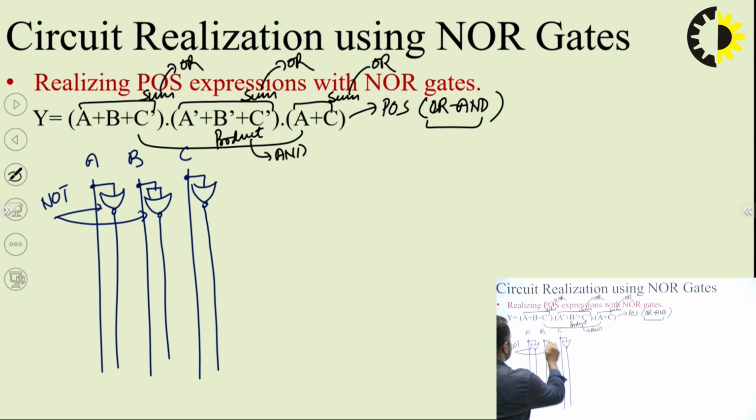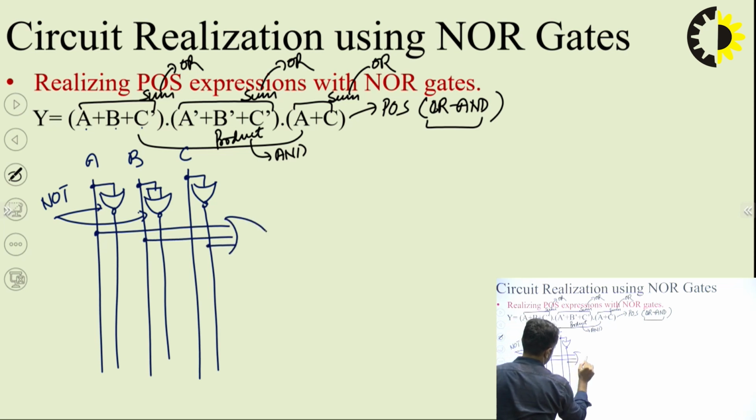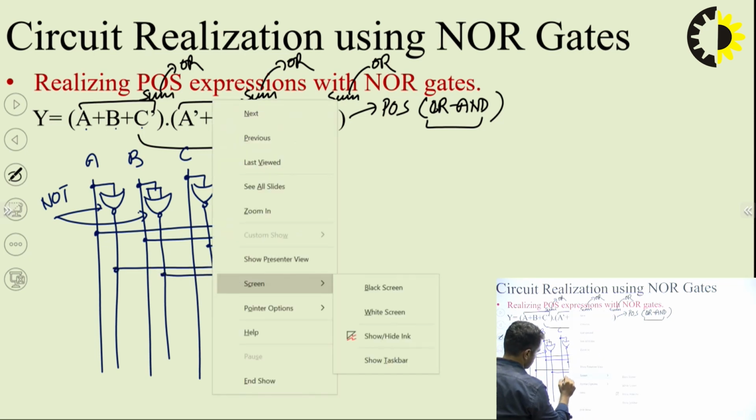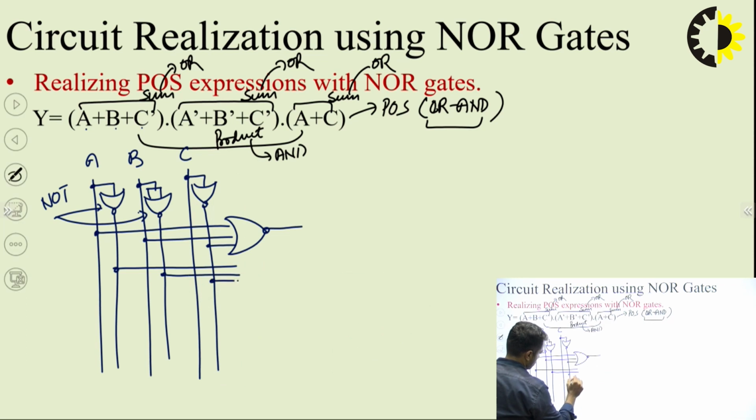Now preparing the first sum: A plus B plus C complement. This is A plus B plus C complement. Second one is A complement plus B complement plus C complement. So this is A complement, B complement, C complement. Third one is A plus C. So this is A, this is C.